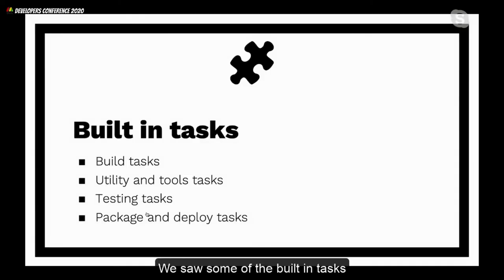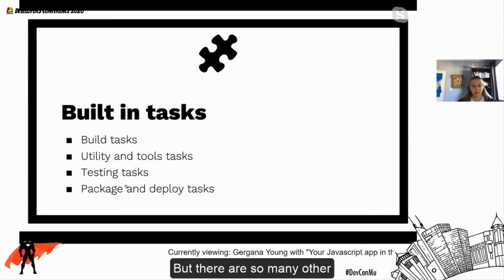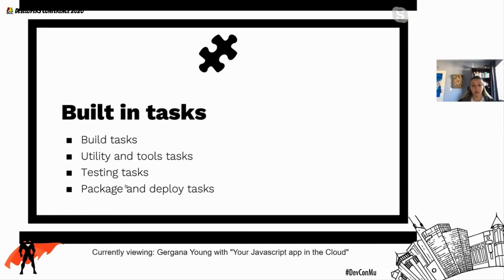We saw some of the built-in tasks, and there are other built-in tasks that you can use in the pipeline. There are build tasks. So build tasks are for different languages and platforms. So you can use pretty much any language you can think of and build it using Azure Pipelines. The testing tasks are tasks for running automated tests against your code. And then there's packaging and deploy tasks, which you can use to deploy things to the cloud and create packages or share packages, etc. You can also create your own tasks if you can't find one of the many that exist, if you want to do something specific. I honestly haven't tried that yet, so I don't know how easy it is to do, but it's an option.